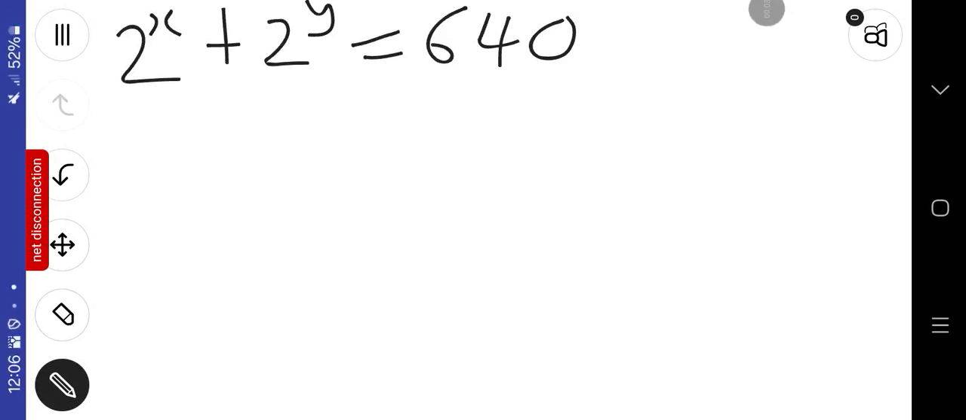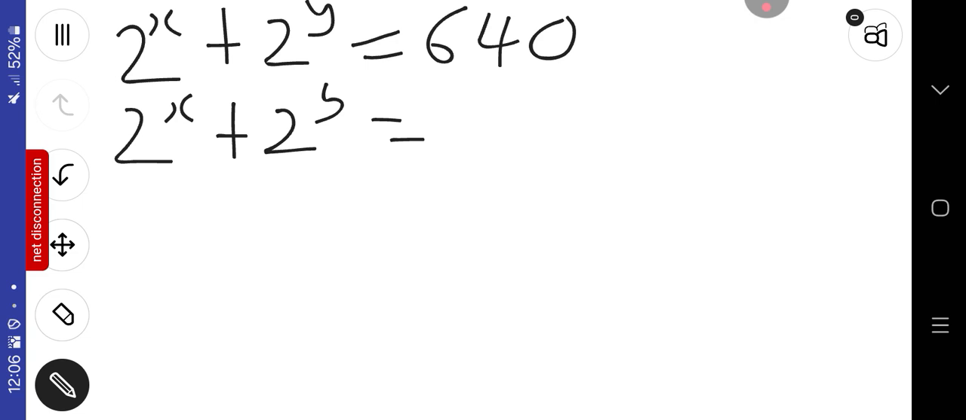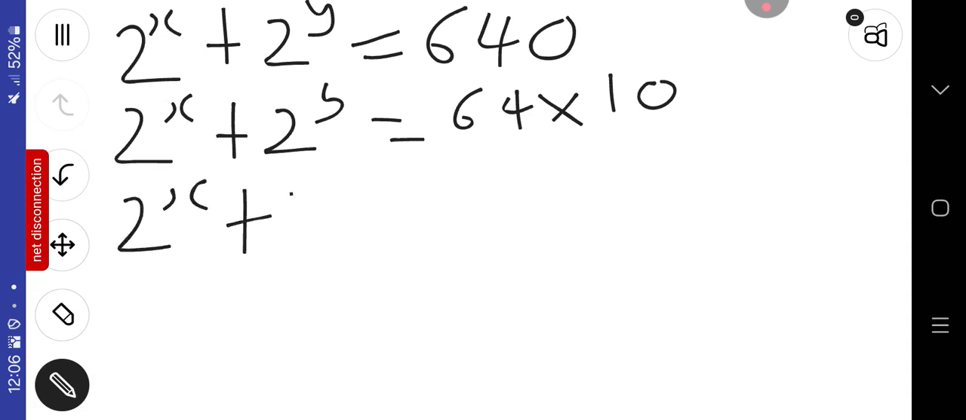So you're having 2 exponent x plus 2 exponent y equals 640. Let's break down the equation. This is the same as 2 exponent x plus 2 exponent y. Now we can write 640 as 64 multiplying 10. Now we are going to have 2 exponent x plus 2 exponent y is equal to, now we can write 64 as 8 squared.